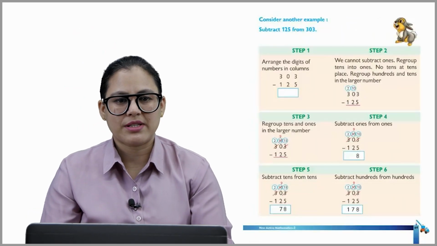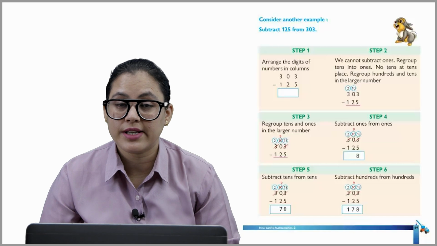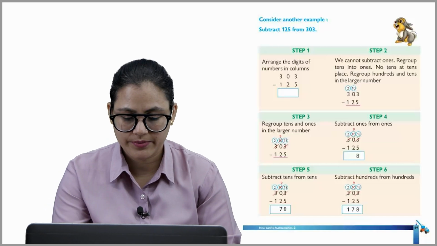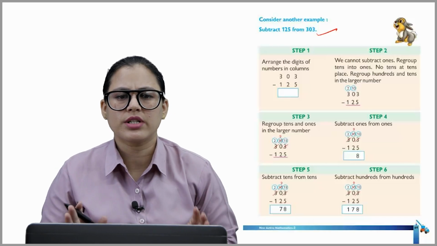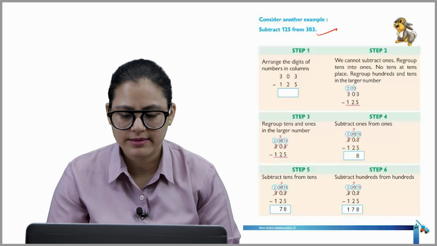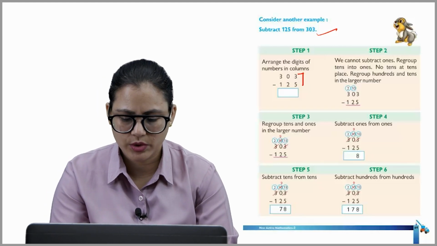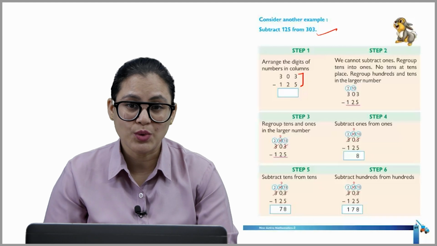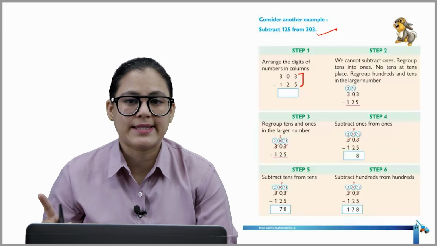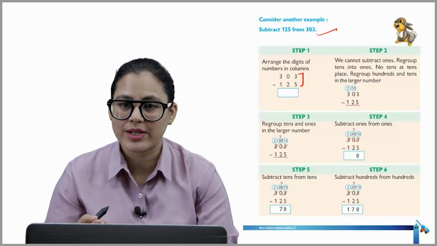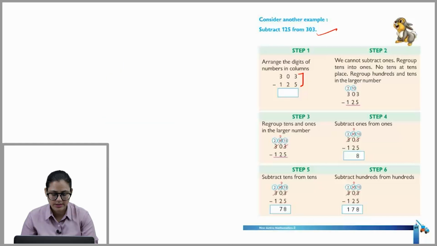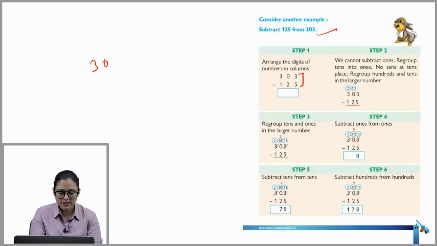Consider another example. Subtract 125 from 303. Step 1. Arrange the digits of numbers in columns like this. Step 2. We cannot subtract ones. See? You cannot subtract ones. Regroup tens into ones. There are no tens at the tens place, so regroup hundreds and tens in the larger number. See, you cannot subtract 5 from 3.